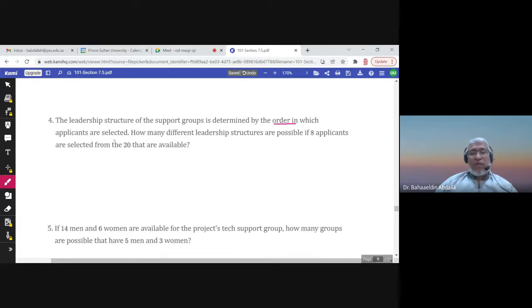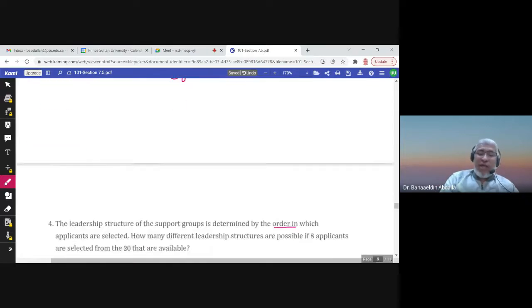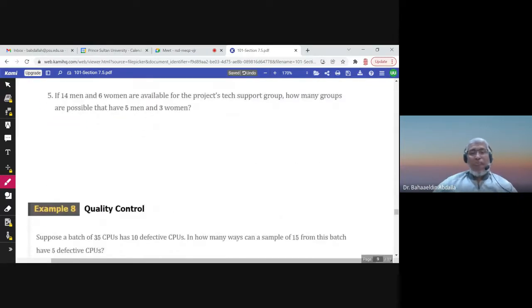So the order now is important. How many different leadership structures are possible if 8 applicants are selected from the 20 that are available? So the order is important. So we select 8 out of 20, but with order. So this is 20C8 and this is 20B8.